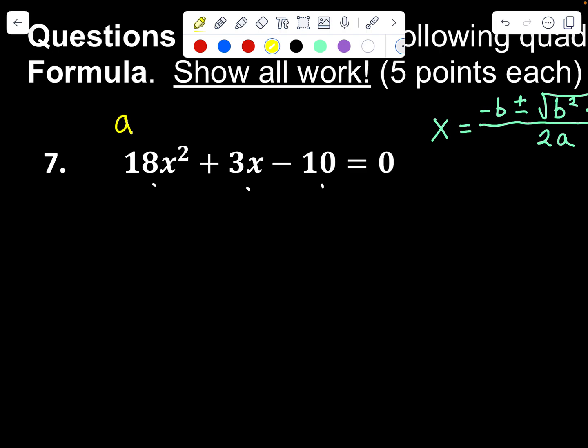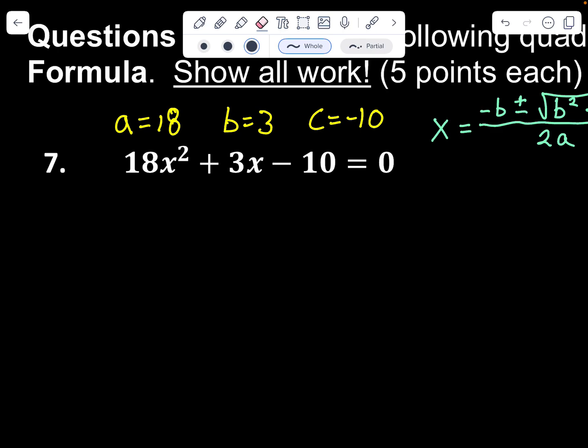We have a is equal to a positive 18. Make sure you take it with the signs in front of it. B is equal to 3. And C is equal to negative 10. Make sure you're taking that sign in front of it. Okay, just numbers, never any letters in your ABC values. And we are ready to plug it into this quadratic formula.